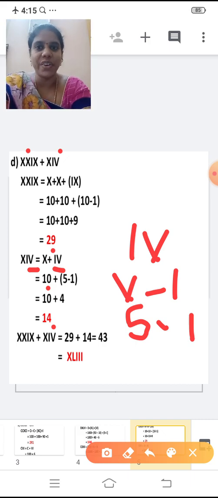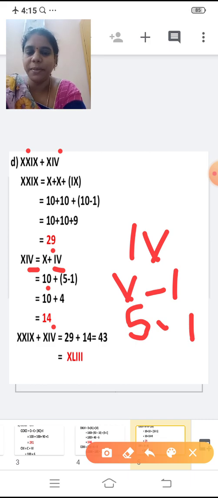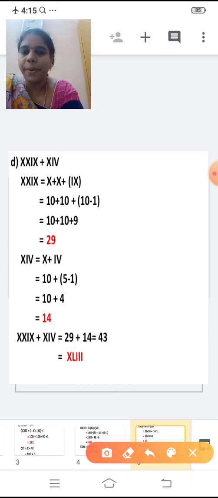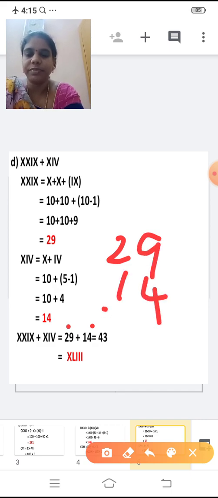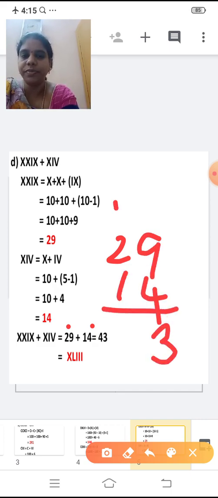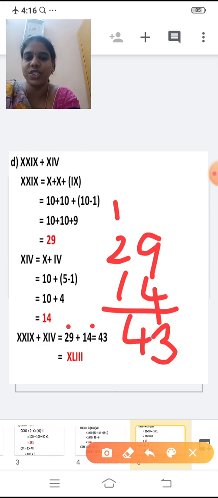These two you are going to add, right? So 29 plus 14. Add and tell me. 29 plus 14. So 9 plus 4, 13. 2, 3, 4, 40. See, the answer is 43.